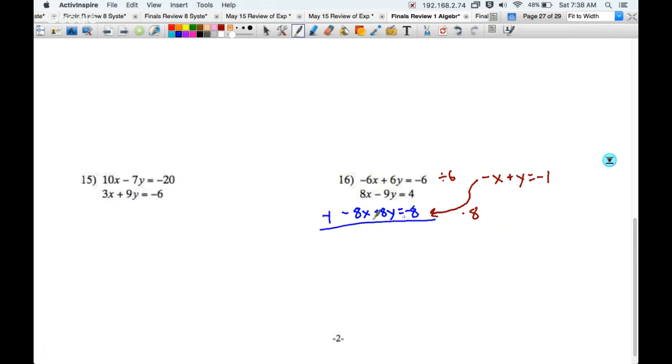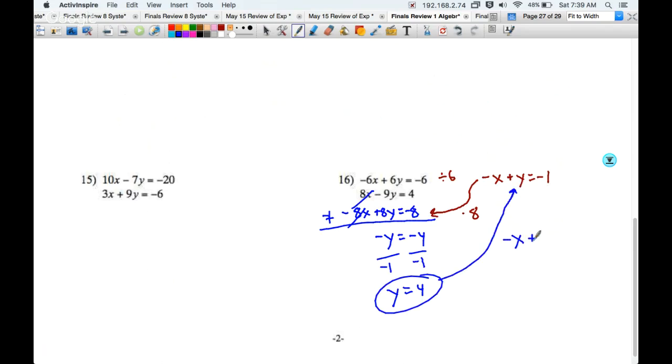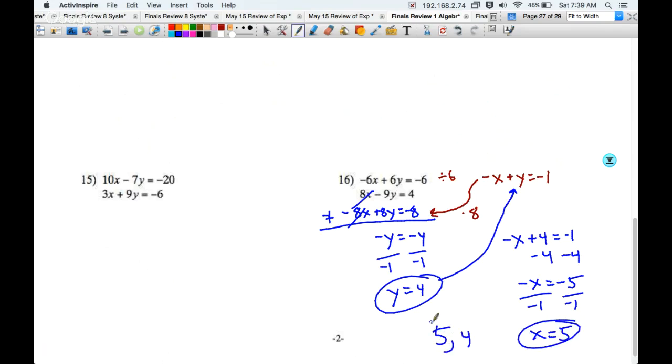Add these together. These cancel out. I've got negative y equals negative 4. Divide both sides by negative 1. Y equals 4. I'm going to plug that back in. Maybe even right here would be a good spot. Negative x plus 4 equals negative 1. Minus 4, minus 4. Negative x equals negative 5. Divide both sides by negative 1. X equals 5. Or 5 comma 4. For number 16, 5 comma 4.